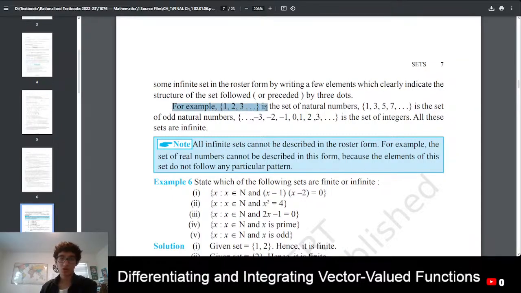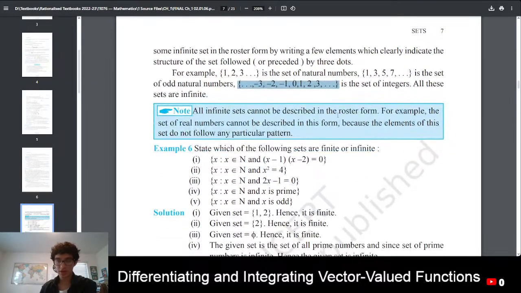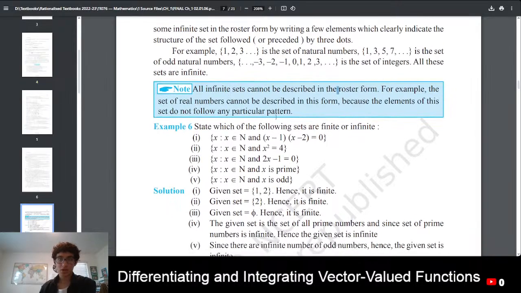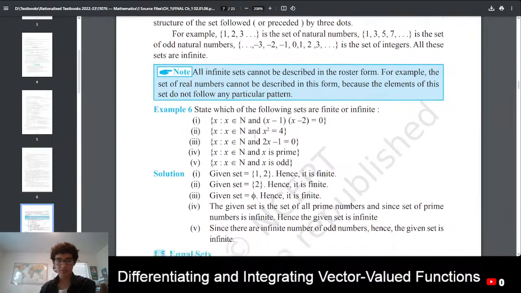For example, 1, 2, 3, dot, dot, dot, that's all natural numbers. 1, 3, 5, 7 is all odd natural numbers, and this is all integers, right? Positive and negative. All of these sets are infinite. Not all infinite sets can be described in the roster form. The set of real numbers, you can't do that, for example, right? Because there's no particular pattern. It's literally all numbers, right? So there's no pattern there. Try it out for yourself and you'll see that as well.